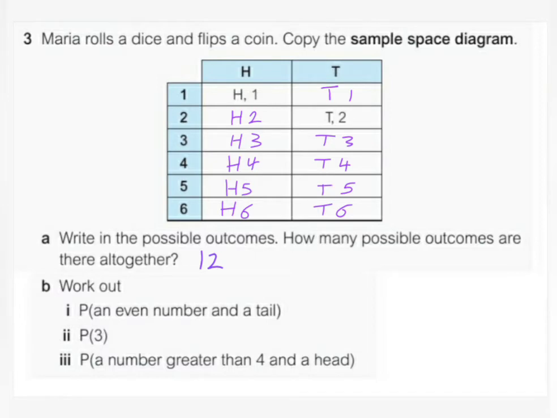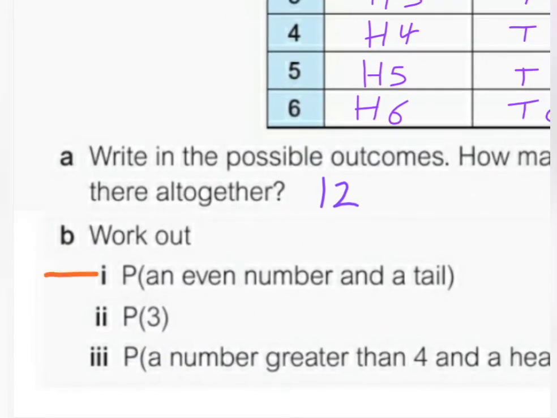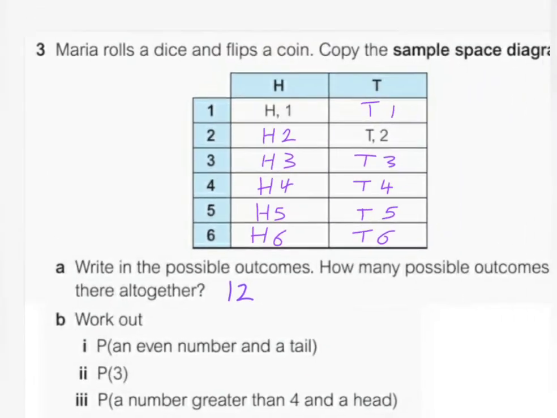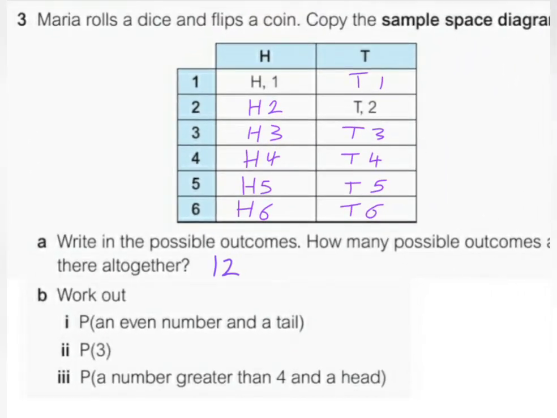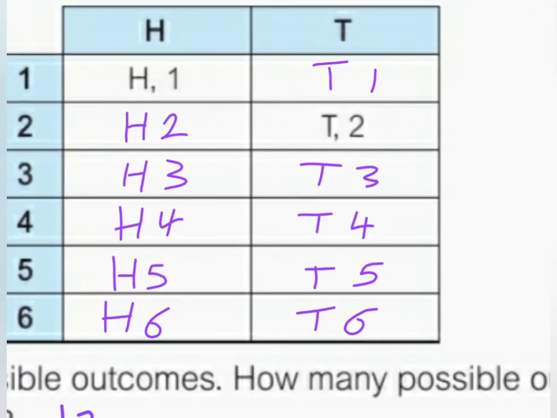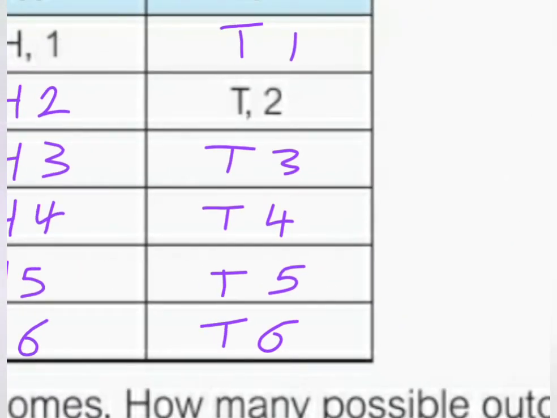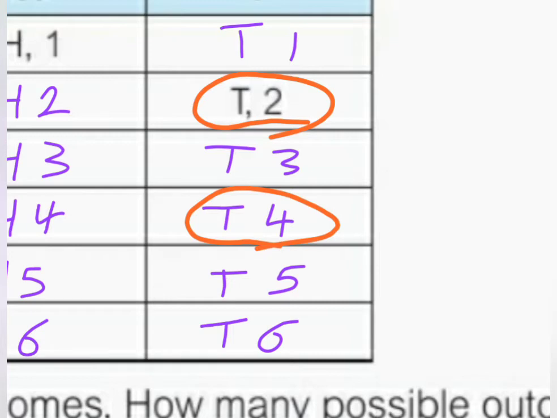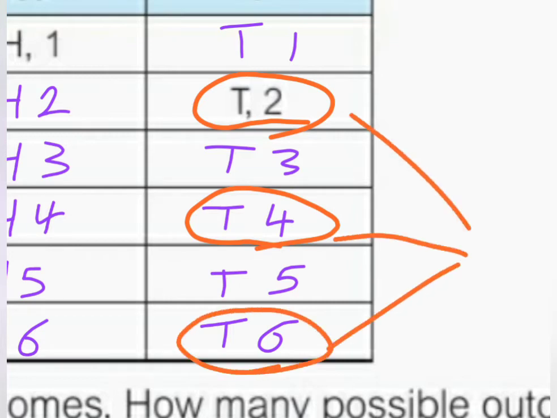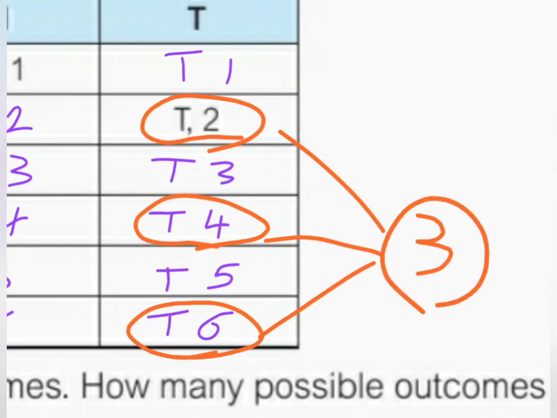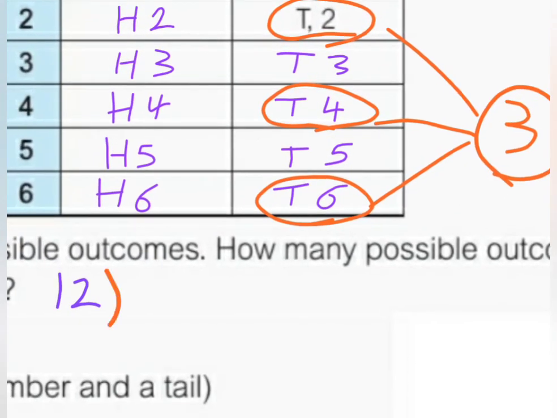Question B. In question B, he wants you to work out 1. Probability of an even number and a tail. So when they say and, it means at the same time. So we're looking for even numbers with tail. Now, let's take a look at the tail part of the sample space diagram. This is the tails part. Now, in this part, we're going to look for even numbers. Even numbers, we have 2, 4, and 6. So how many are they? Very good, they are 3. And the possible outcomes, all of them are 12.